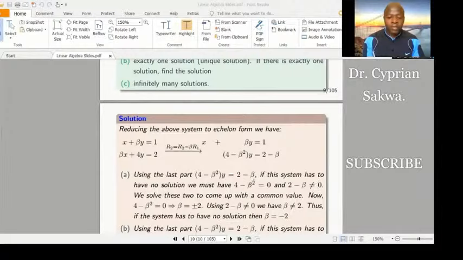So let's solve the left side. You notice that the left side gives 4 equals beta square, so beta will be equal to plus or minus 2. So for us to get a zero in this position, beta has to be 2 or minus 2.